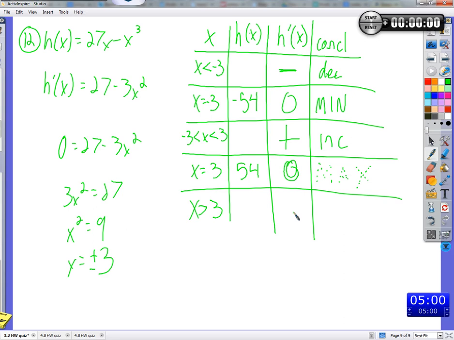Negative. Hey, how do you know? Plug in 4. Okay, we'll plug in 4. Into the derivative. 27 minus, so this is 16. 27 minus 48. Yeah, 27 minus 48 is going to be negative again. So it's negative. So it's decreasing. So it is indeed a maximum.